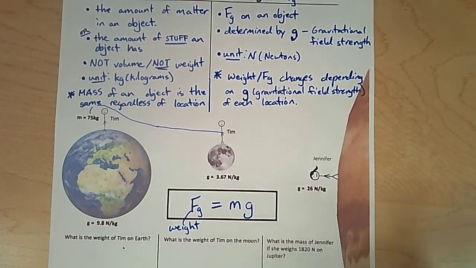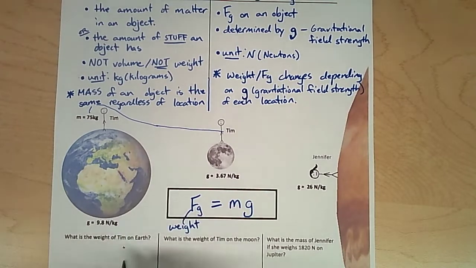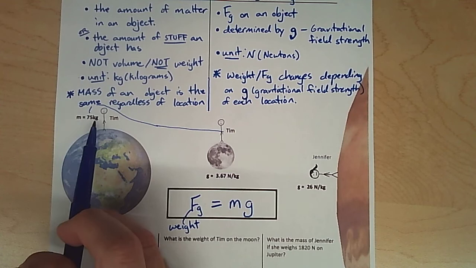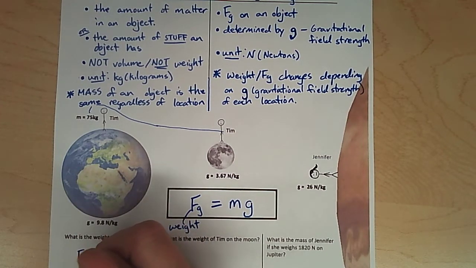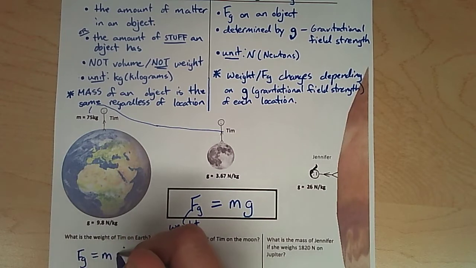So let's apply the equation. What is the weight of Tim on Earth? So we've got mass in kilograms, right? And I have my gravitational field strength. So let's first just write our equation. Fg is equal to mg. Right? I'm looking for the weight, so this is still just going to stay in variable form.